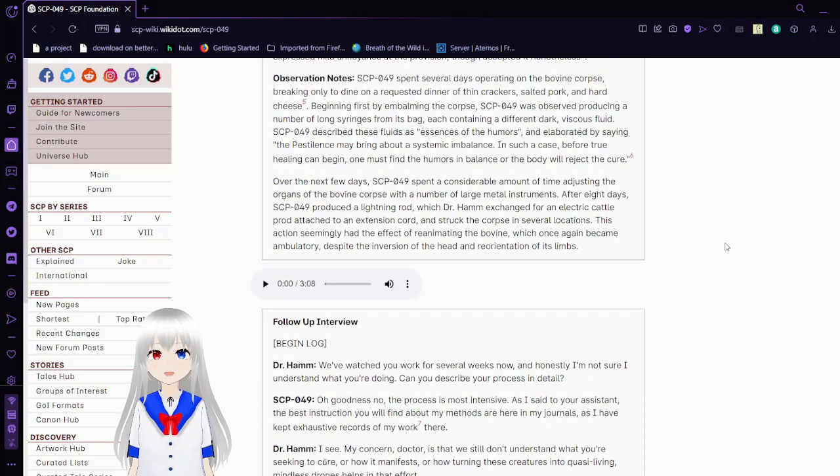Over the next few days, SCP-49 spent a considerable amount of time adjusting the organs of the bovine corpse with a number of large metal instruments. After 8 days, SCP-49 produced a lightning rod, which Dr. Ham exchanged for an electric cattle prod attached to an extension cord, and touched the corpse in several locations. This action seemingly had the effect of reanimating the bovine, which once again became ambulatory, despite the inversion of the head and reorientation of its limbs.